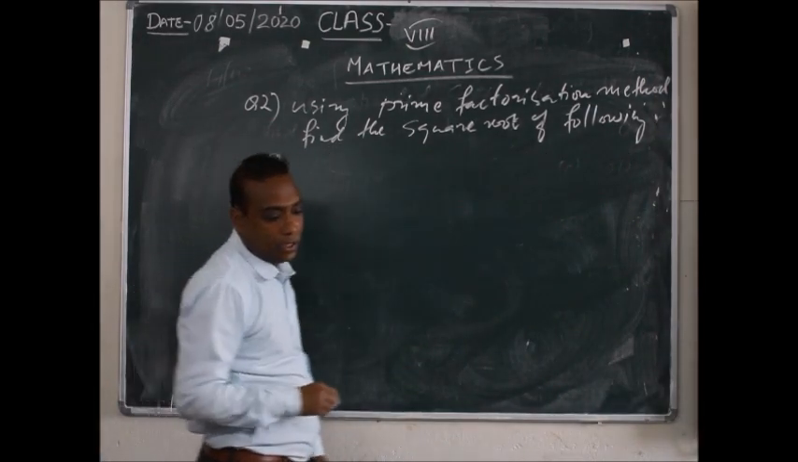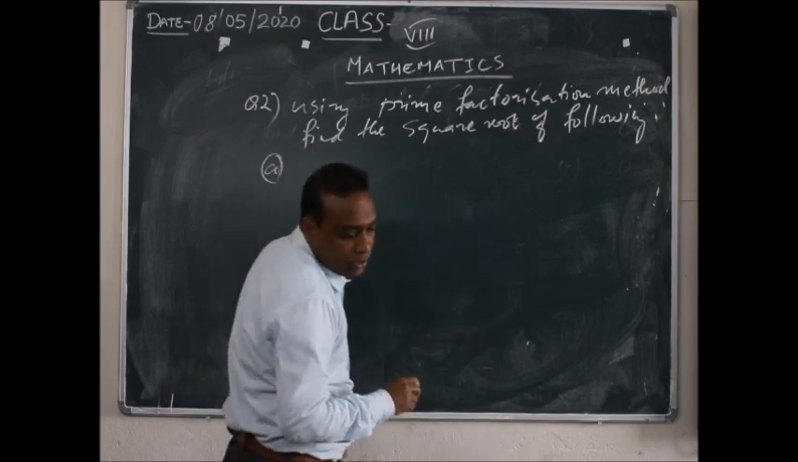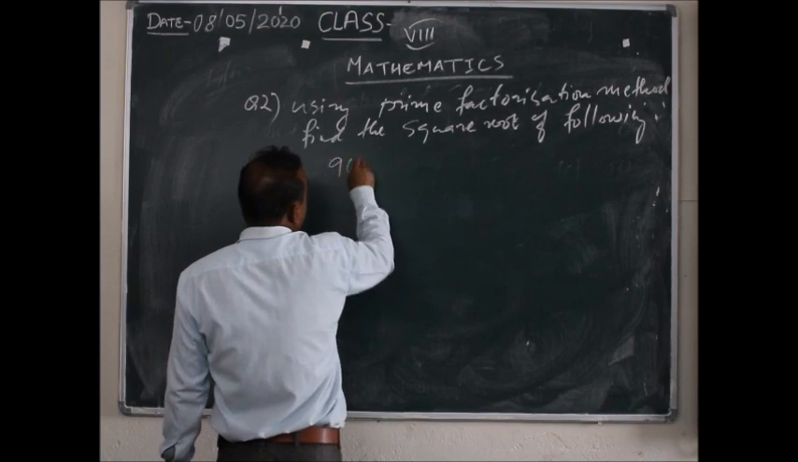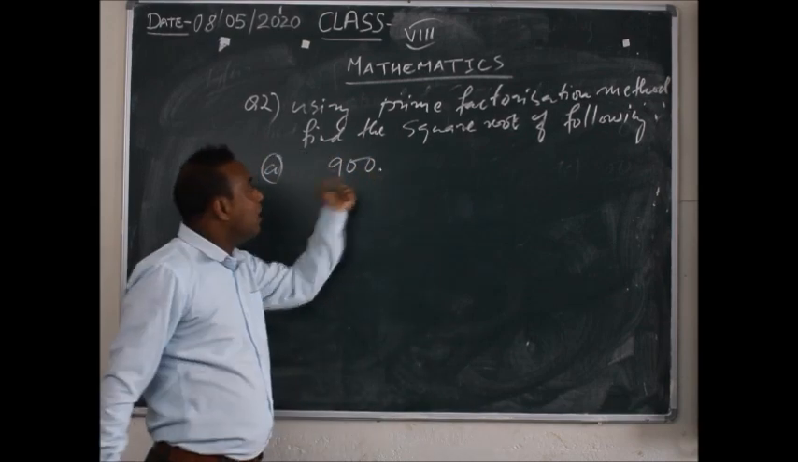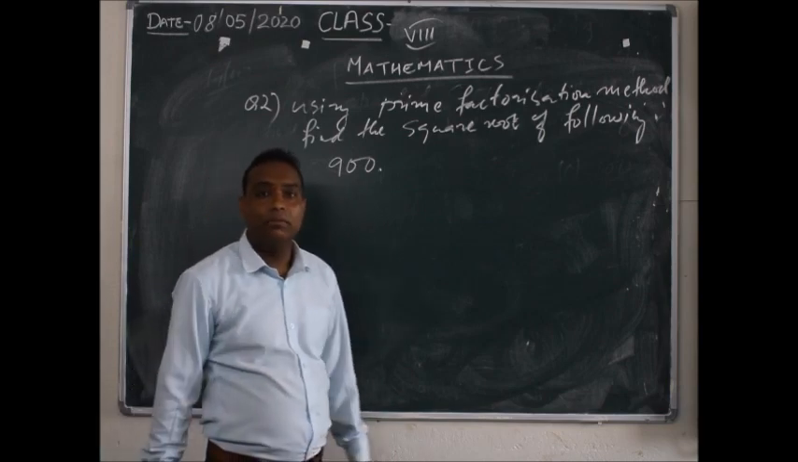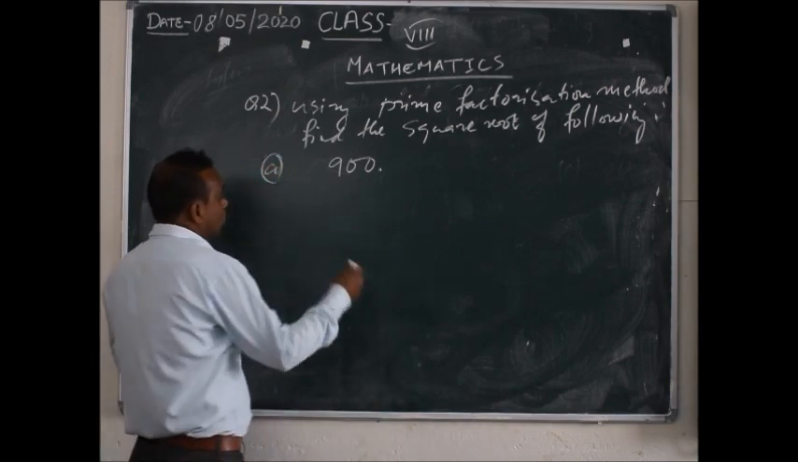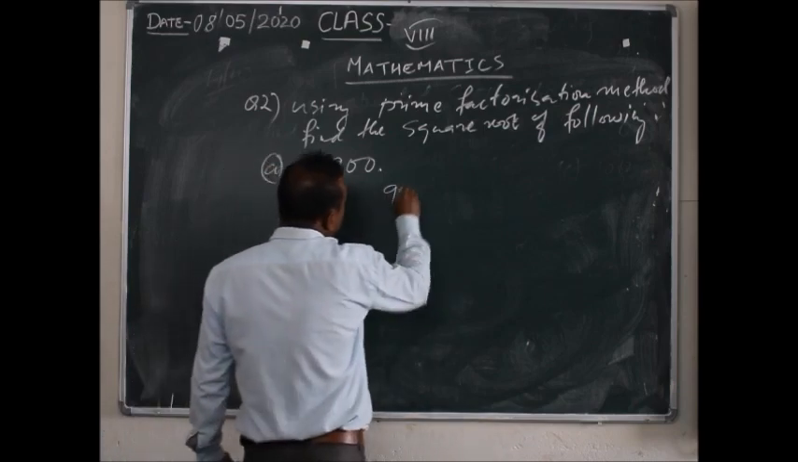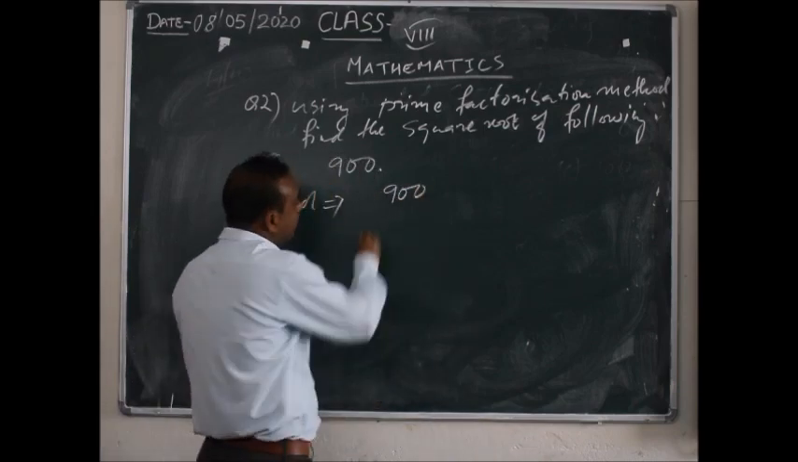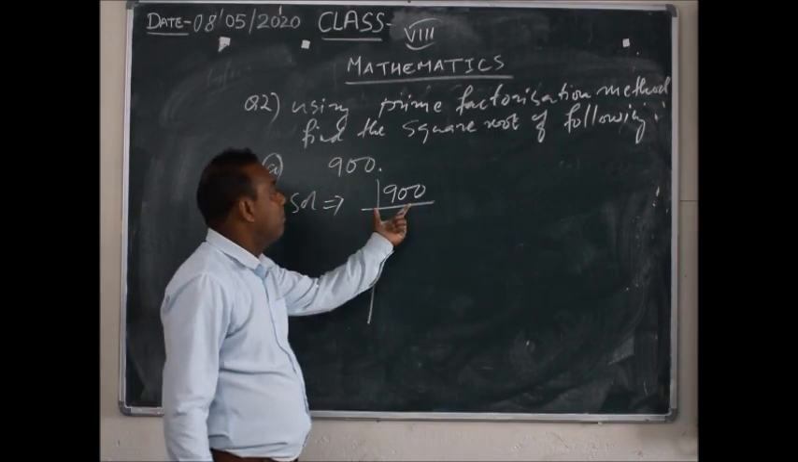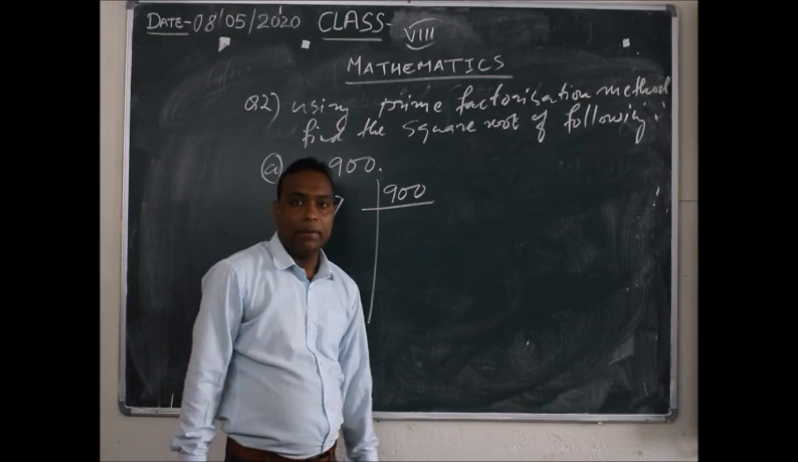Let us take an example. Suppose it is 900. You have to find the square root of 900 by the prime factorization method. So let us solve it. Simply, here this is your 900. Now you have to factorize this by prime numbers only.